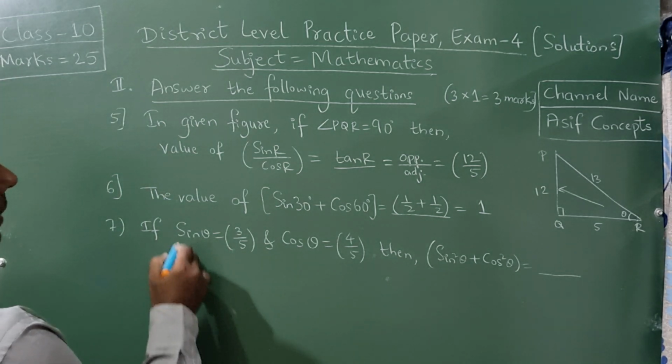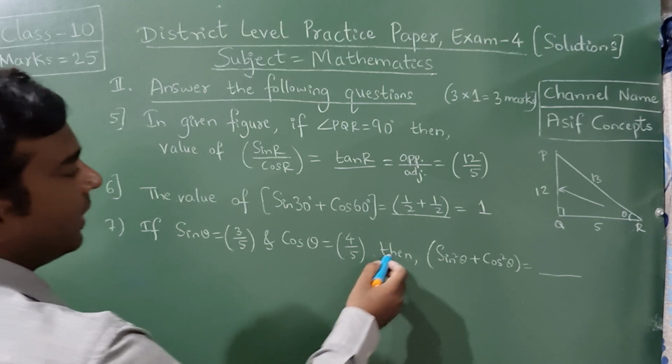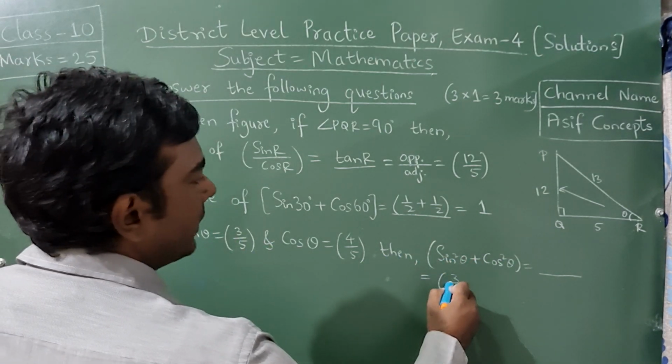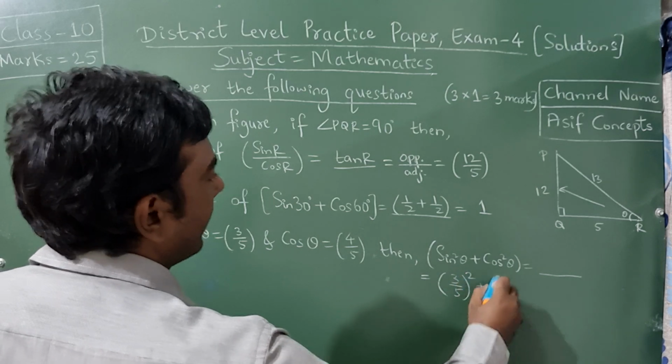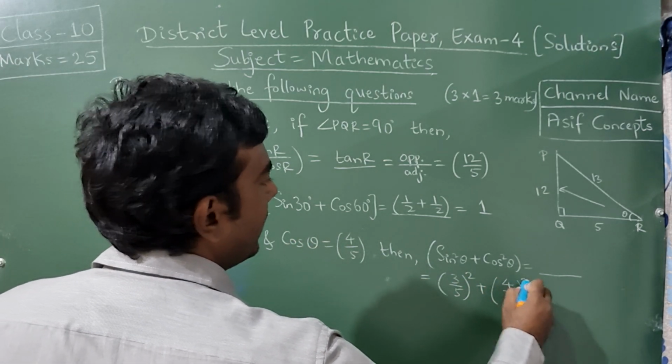So seventh question. If sin theta is equal to 3 by 5 and cos theta is equal to 4 by 5, then sin square plus cos square. So what is sin? It is 3 by 5. So let me write a square. What is cos? 4 by 5. So I'll write 4 by 5 square.